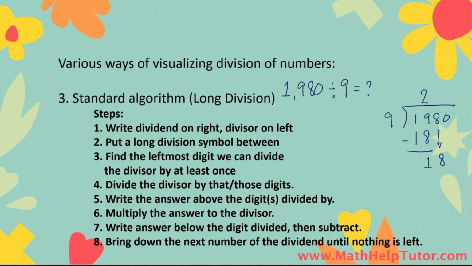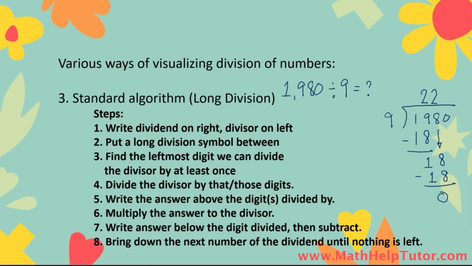Next, we divide 18 by 9. So 18 divided by 9 is 2. We put that answer on top of the digit that we just brought down, and we multiply that answer to our divisor, which is 9. So 9 times 2 is equal to 18 as well. Next, we perform subtraction of the answer of that multiplication to the number that we just divided, which is 18. And 18 minus 18 gives us 0.